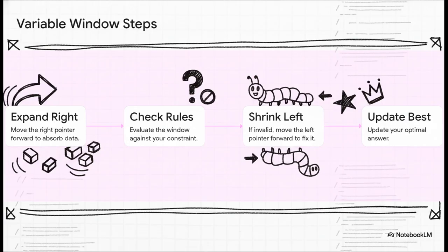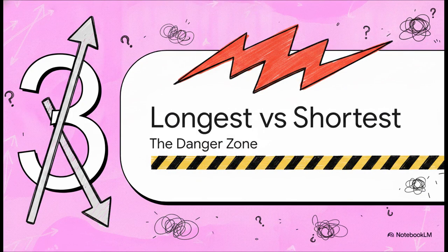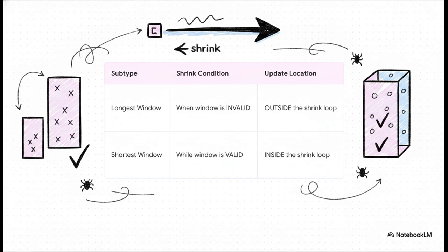And step 4, you update your optimal answer. Think of it like an inchworm, just expanding and contracting as it moves across your data. All right, section 3, longest versus shortest logic. Now pay attention because we are officially entering the danger zone. This right here is the exact spot where candidates get confused, mix up their logic, and ultimately fail their interviews. Getting this logic backward is the absolute #1 source of bugs.